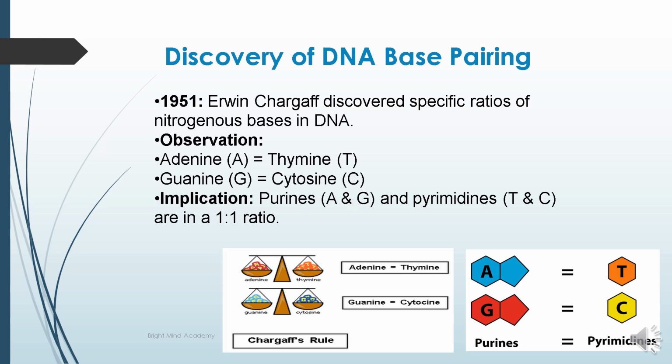And he observed that purines and pyrimidines are in a ratio of 1:1. The purines, which include adenine and guanine, are in ratio 1, and thymine and cytosine, the pyrimidines, are also in 1. It means purines are always equal to the amount of pyrimidines in DNA. And this principle, which he called Chargaff's rule, states that the amount of purines is equal to the amount of pyrimidines in DNA.